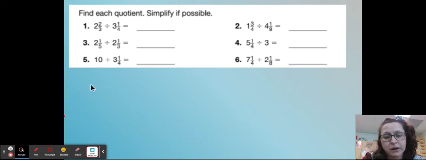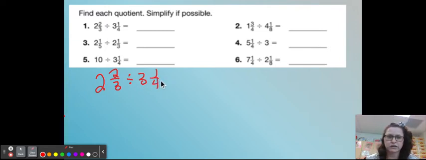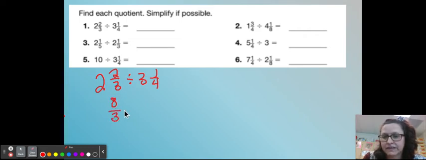Number 1, you have 2 and 2/3 divided by 3 and 1/4. And I expect to see you do this when you're doing your work on your worksheet in class. So first thing I had to do is multiply my denominator and my whole number. So 3 times 2 is 6, plus 2 is 8. So I have 8, and my denominator stays the same, divided by 3 times 4 is 12, plus 1 is 13. My denominator stays the same.